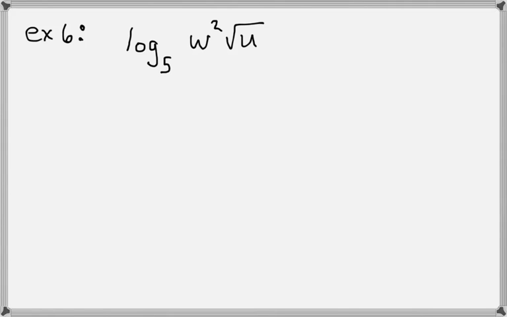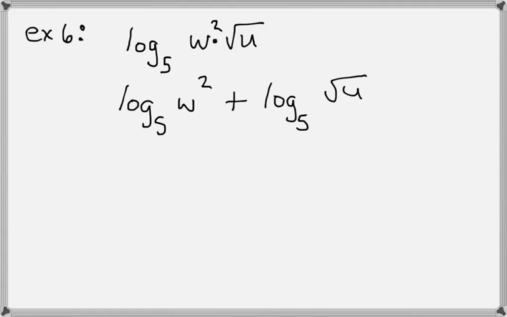Here we have a log base 5 of w squared times the square root of u. So it's not written there, but there's actually a multiplication in between here. So let's go ahead and put that in. That multiplication in between tells me I can use the product property, so I can expand this into two logs. The log base 5 of the w squared plus the log base 5 of that square root of u.